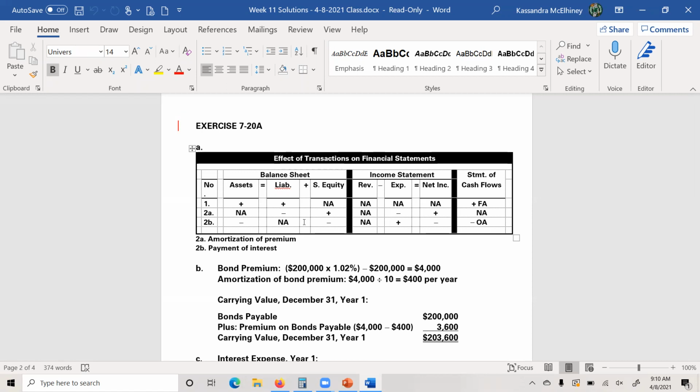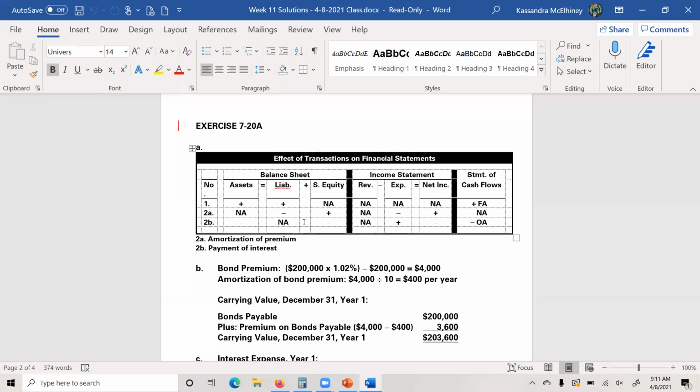They were nice to you this time. It said January 1st, year 1. So that almost never happens in a bond issuance problem. So $200,000 of bonds issued January 1st, year 1 at 102, so 102% of face value. Interest is payable December 31st, so there will be no accrual of interest at the end of the year, which comes out very nicely.